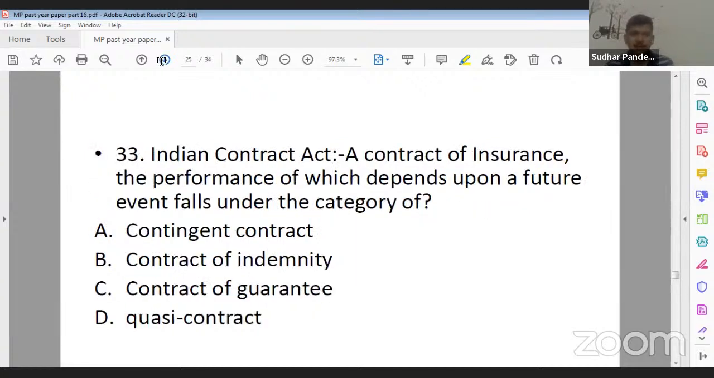Question number 33. A contract of insurance, the performance of which depends upon future event, falls under the category of. Now, question number 33 onwards, we have moved on to Indian Contract Act. 32 ka yes, Varunji, B is the correct answer.